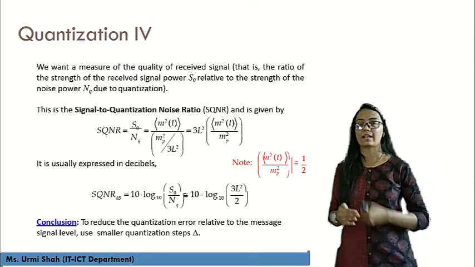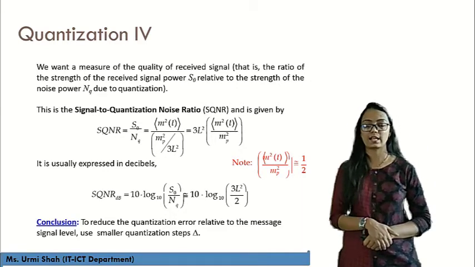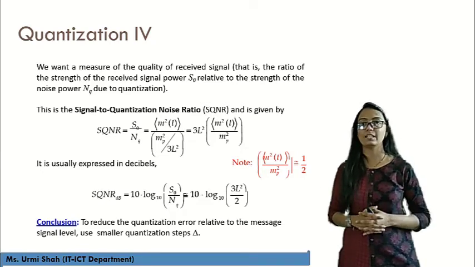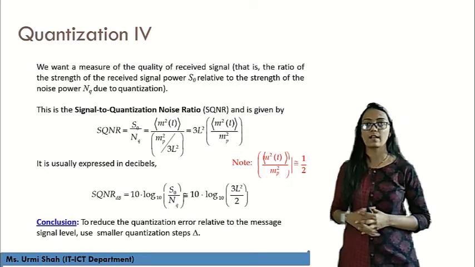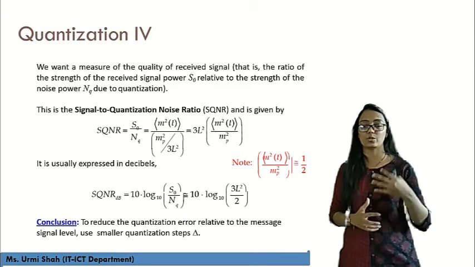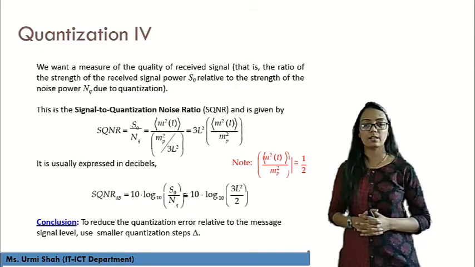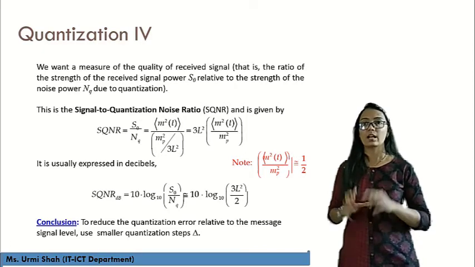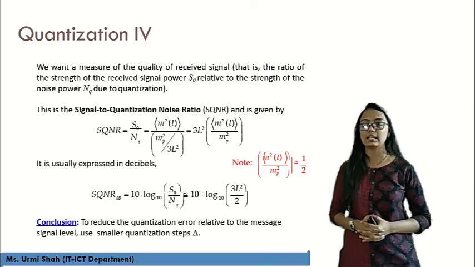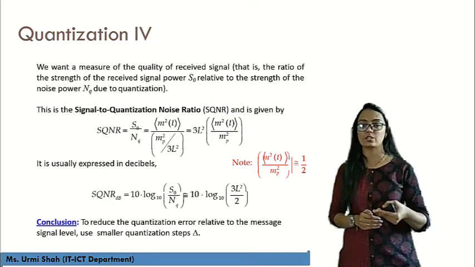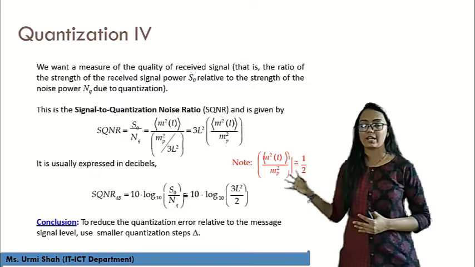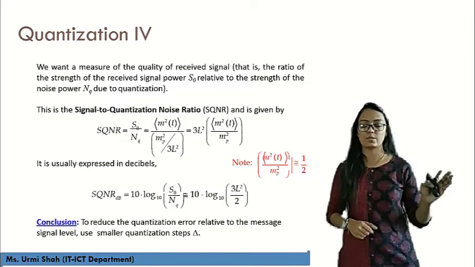Moving ahead, at the fourth stage of quantization, we want to measure the quality of the received signal. That is the ratio of strength of the received signal, if I want to measure it in terms of signal power, that is S0, compared to the noise power, that is the SNR ratio. Basically, if I want to measure the SNR ratio, that is signal to noise ratio, then I will require the signal power value and the noise power value.